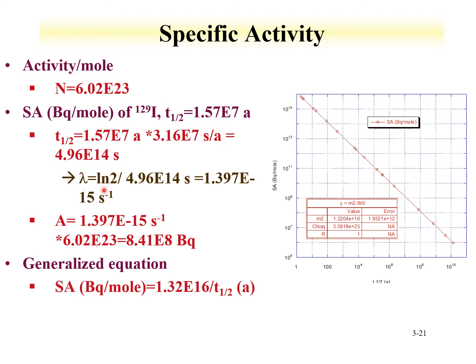From the half-life, I get this half-life into seconds because it's 1.57 times 10 to the 7th years. I get that into seconds, and I get my decay constant, which is 1.4 times 10 to the minus 15. Activity equals this value times Avogadro's number, and I get so many becquerels. So a generalized equation for specific activity in becquerel per mole is listed here, which is just 1.23 times 10 to the 16th divided by the half-life in years.